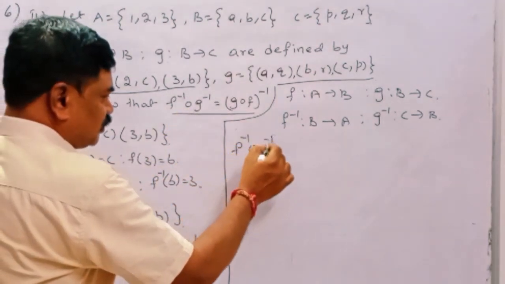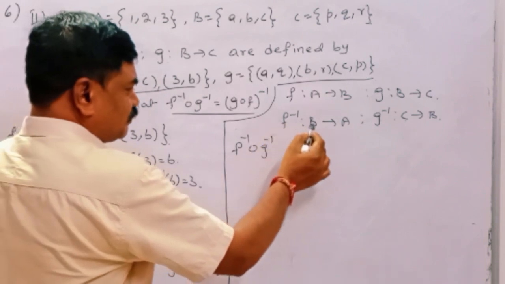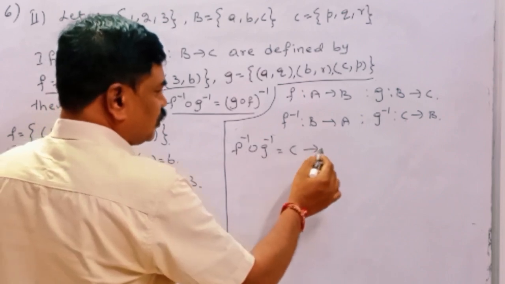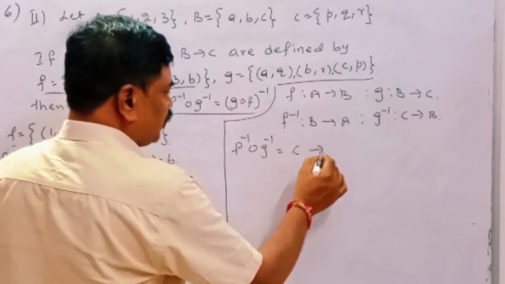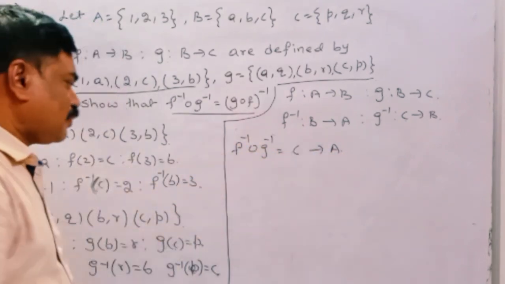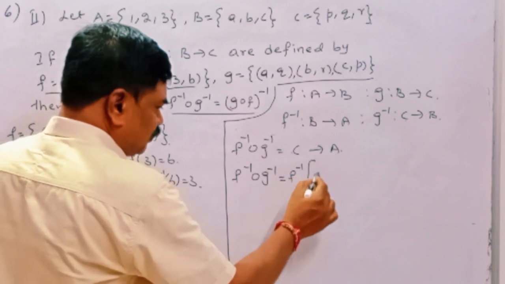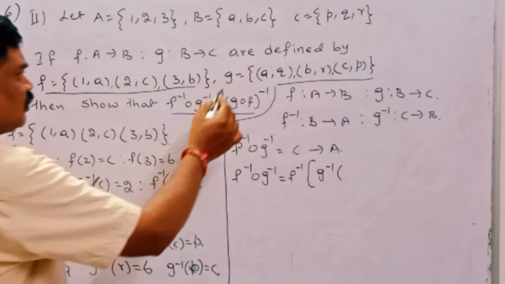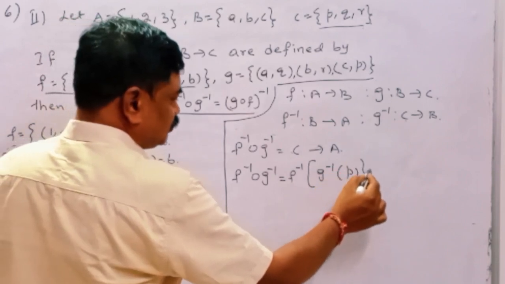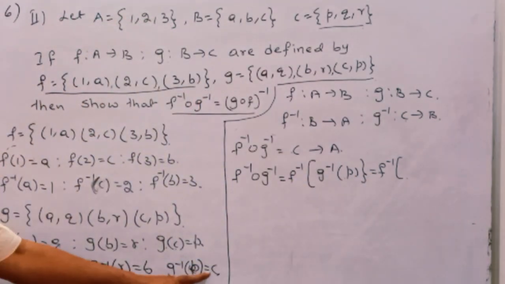F inverse circle G inverse. So first G inverse is a function from C to B, F inverse is a function from B to A. F inverse circle G inverse is the function from C to A. So F inverse circle G inverse of P is equal to F inverse of G inverse of P. G inverse of P is C.